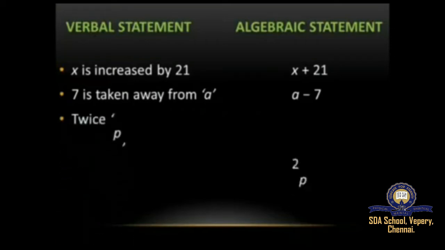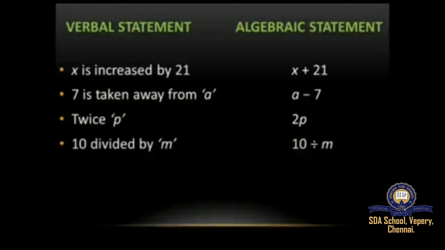Okay. Third one is twice p. Twice p means it is a product of 2 times p. So you'll be writing it as 2p in the algebraic statement. And the fourth one is 10 divided by m. So in the algebraic statement you will be writing it as 10 divided by m.